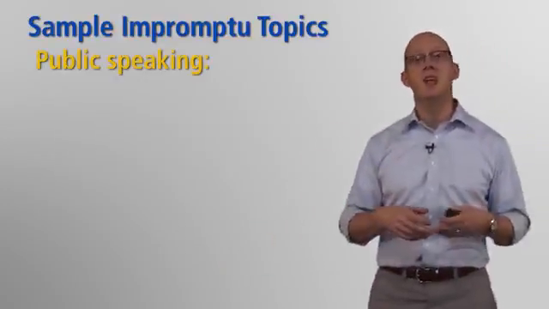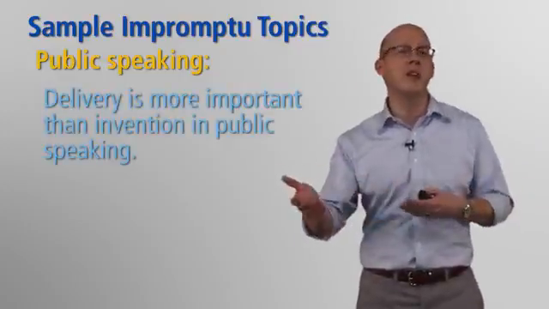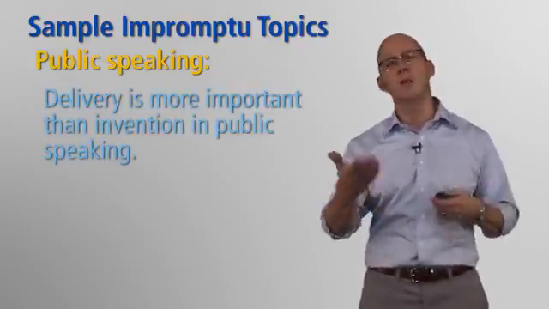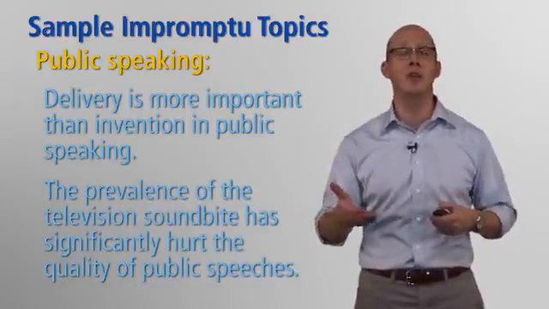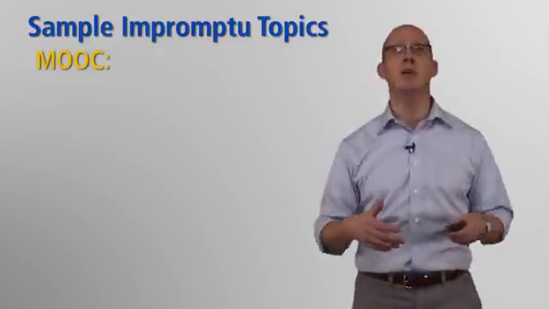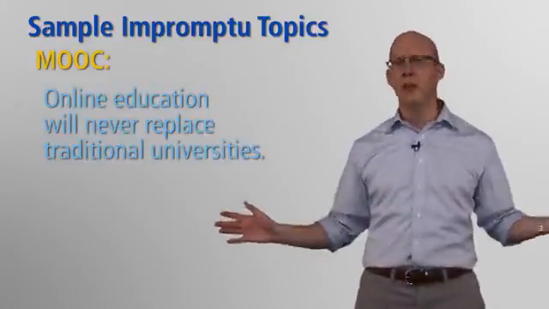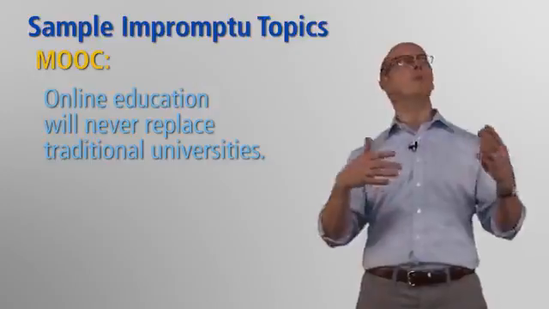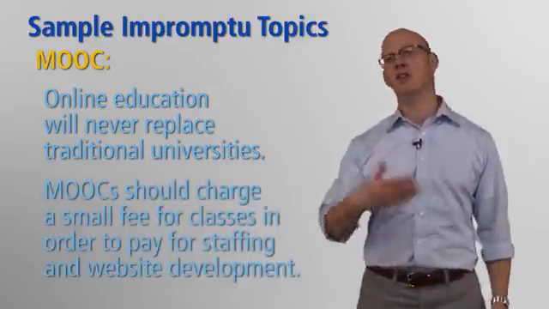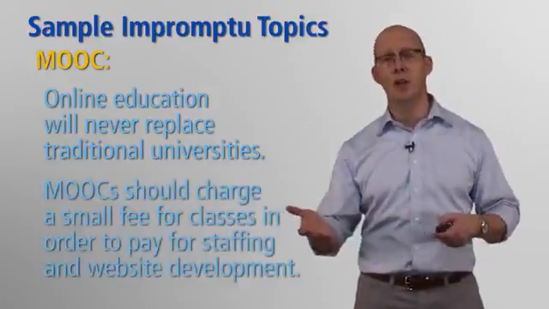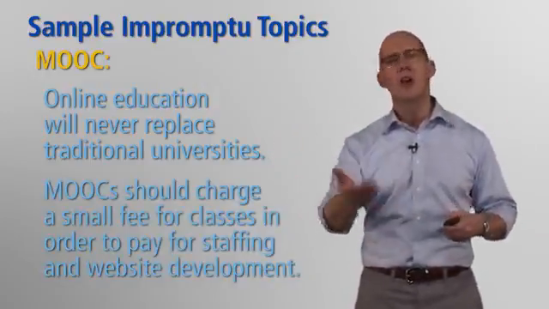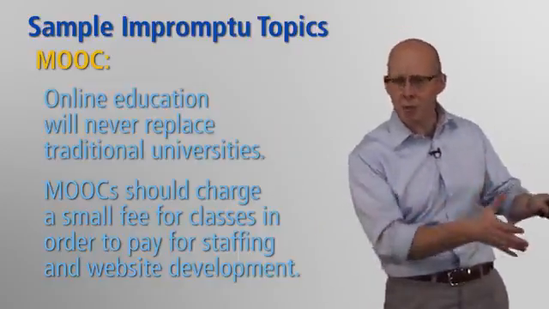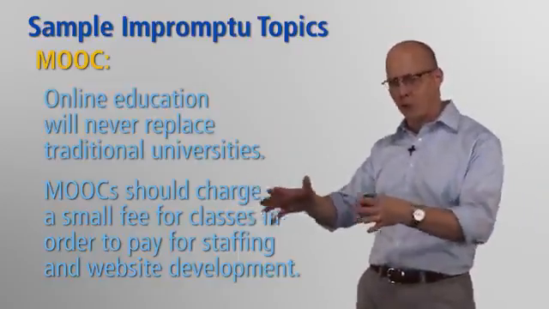So what might some of these look like? Well, under speech, these might be stuff like delivery is more important than invention in public speaking, or something like the prevalence of the television soundbite has significantly hurt the quality of public speaking. Or if we shift over to that MOOC topic, it might be online education will never replace traditional universities, or MOOCs should charge a small fee for classes in order to pay for staffing and website development. So those are sort of the level of claims that we're dealing with, merely because that allows us to get to the speech. We've got the topic, it sets you up for an argument, but we can get to that speech.